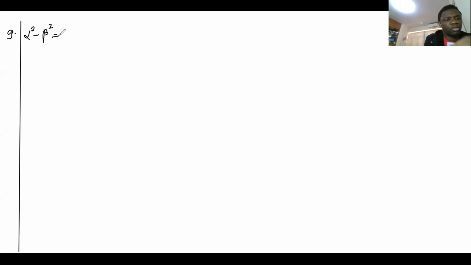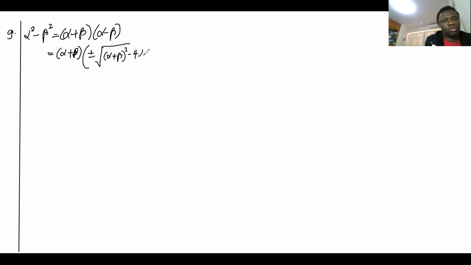Okay, so it should be difference of 2 squares. And we have an expression for this. So this is alpha plus beta, remaining alpha plus beta, and this is plus or minus the square root of alpha plus beta all squared minus 4 alpha beta.